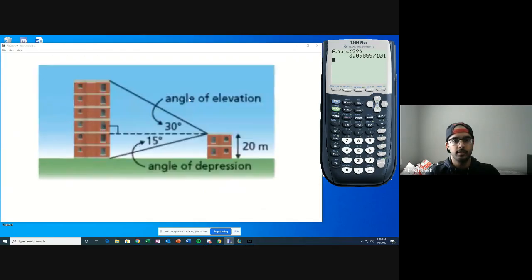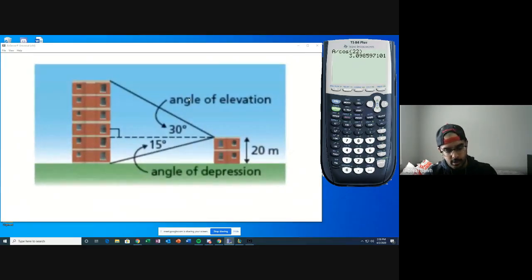So pretend that somebody is standing at the top of this building. Maybe blue's a little better than red. Okay, somebody's standing at the top of that building. Now their eyesight is going to be that dotted line looking straight across. When they tilt their head upwards to look at the top of that building, that creates an angle. So there's that angle of 30. Now if they're in the same position, looking out horizontally, then they look down at the bottom, that head tilt creates that angle of depression of 15. Okay, they're 20 meters above the ground, so that's helpful.